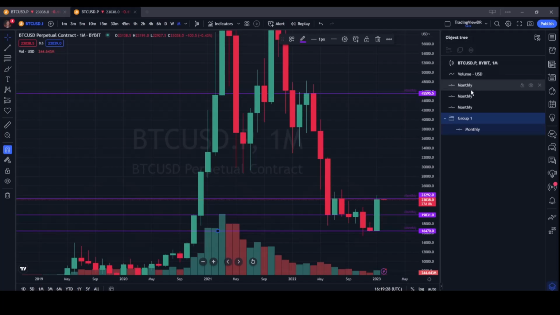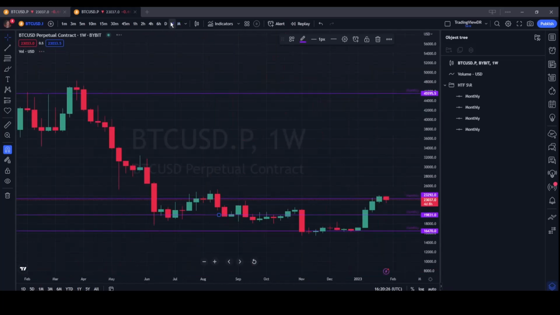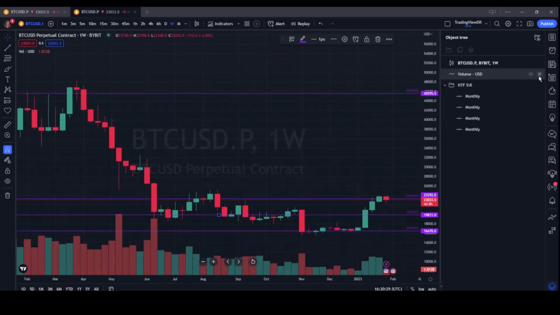So let's put that into a new group, and let's call it high time frame support and resistance. Then I'm going to move all of these monthlies into that group. Okay, so now we've got our monthlies in the group. I'm going to go on and do exactly the same with the weeklies. So let's do a weekly.